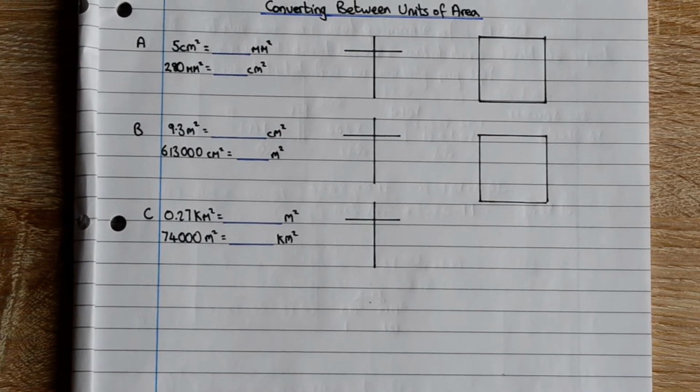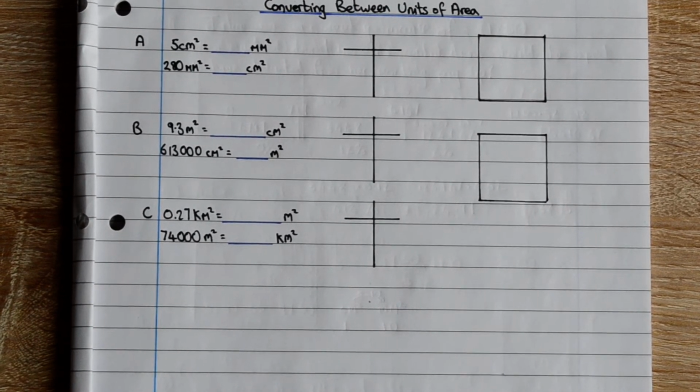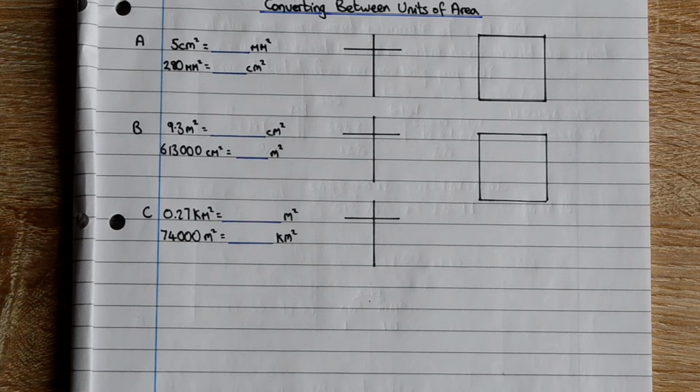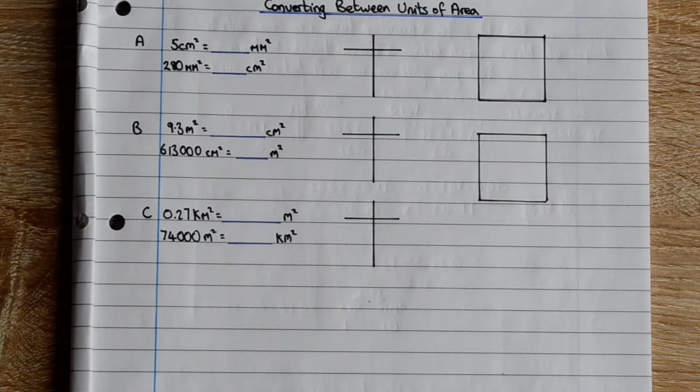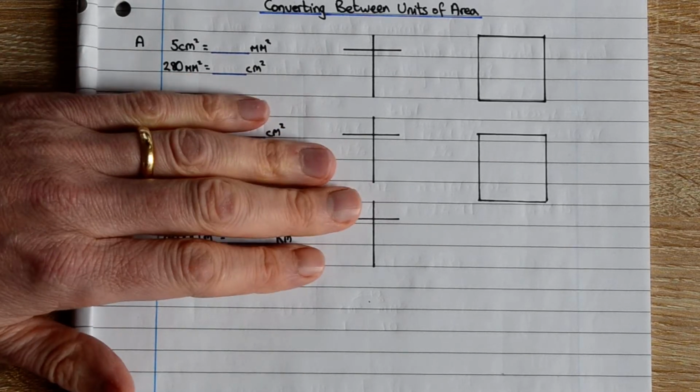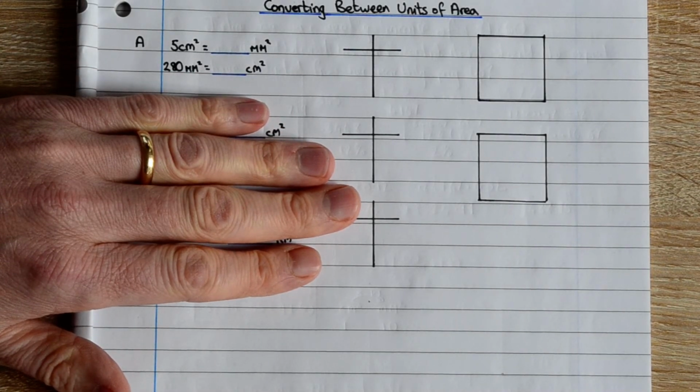So we're looking at converting between units of area, and if you know your conversions between length, then you should be alright converting between area, just as long as you remember that it's different. So if we're just working in length, let's look at the first one here. We're working between centimetres and millimetres.